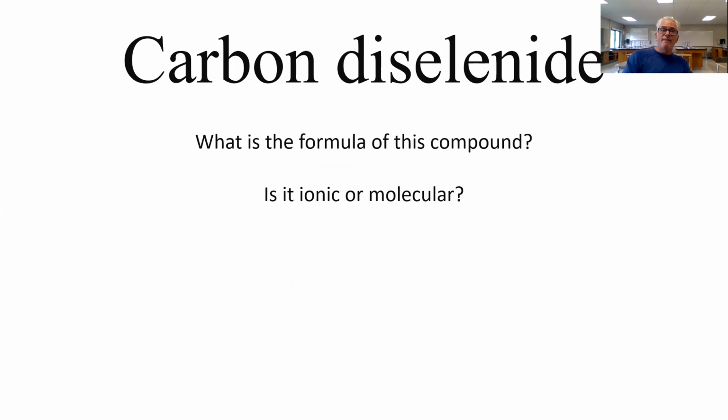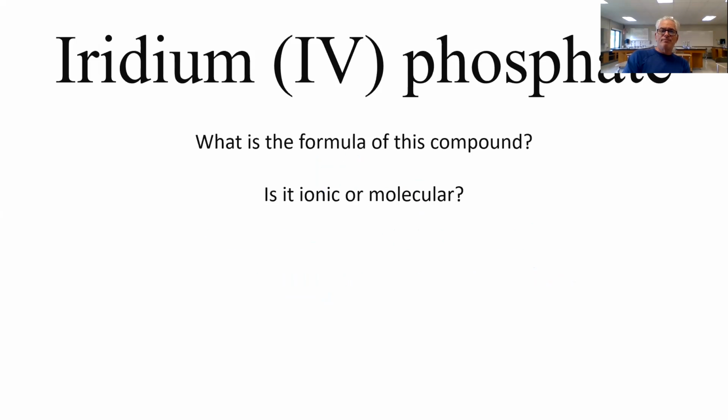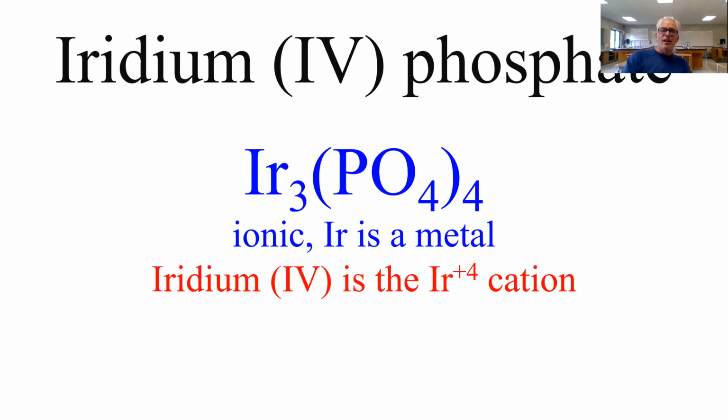Carbon diselenide. Carbon, capital C. There's only 1, so it's C. Selenium, which is selenide. Selenium is element 34, Se, so it's going to be C, Se2. Iridium's back, 77. Iridium this time makes a +4 ion, and phosphate on table E is a -3. Let's see if I got this right. Yeah, I did. I got it right.